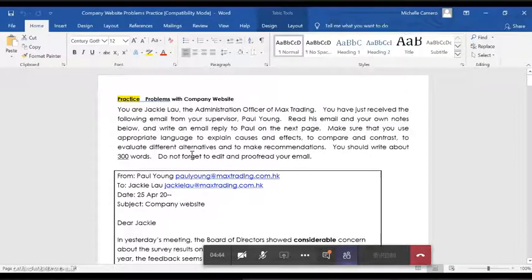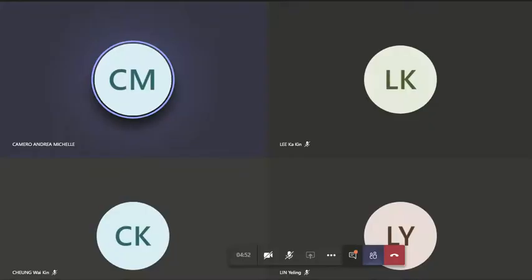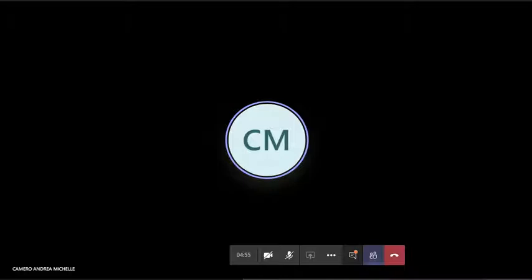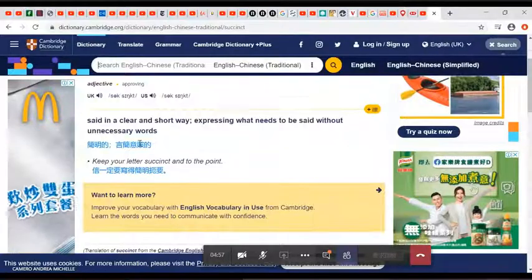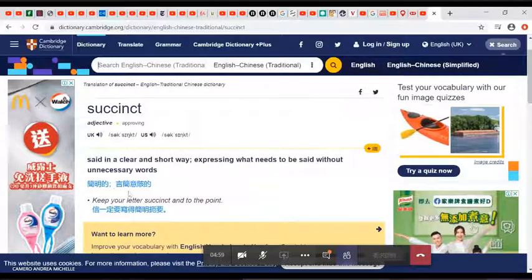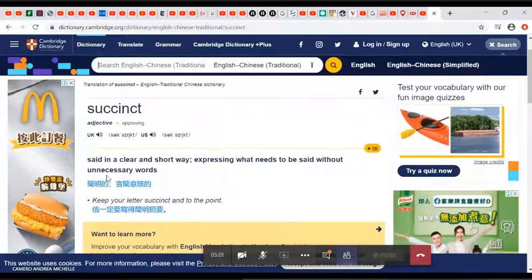All right, so then it says you should write about 300 words. Do not forget to edit and proofread your email. Students, don't worry too much about the 300 word count or if it needs to be 250 words. Remember, we talked about this word here being 6. As long as you use necessary words, you're okay. If you use unnecessary words, that's when there could possibly be a problem. Okay, so just make sure you are succinct and you should be all right.